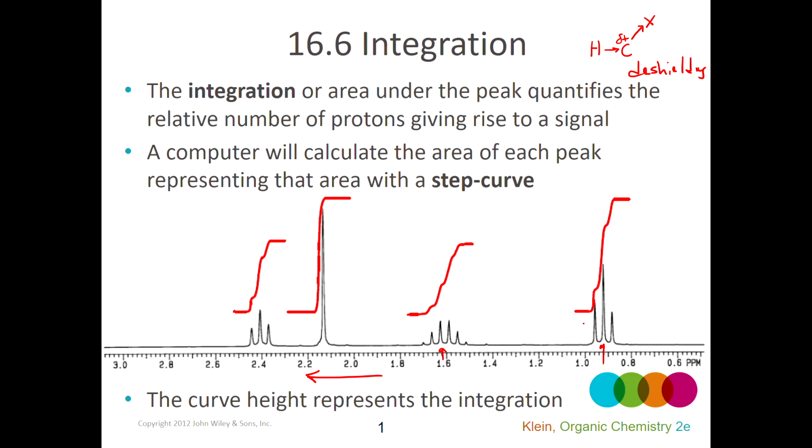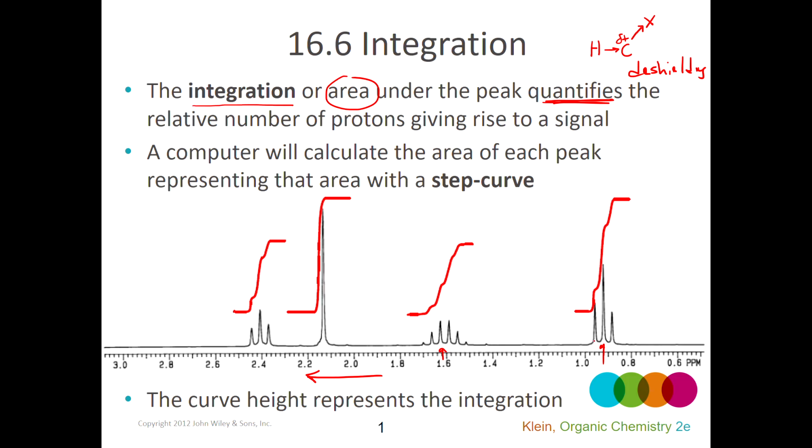Each hydrogen with its unique environment would give a signal. If I have multiple hydrogens that are symmetrically equivalent, they're all giving the same signal. So this triplet could represent multiple hydrogens. I don't know. And that's where integration comes in. So the integration is the area under the peak. And that tells you how many hydrogens are producing that signal.